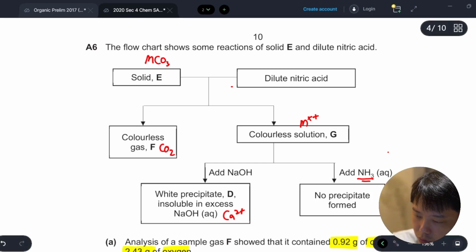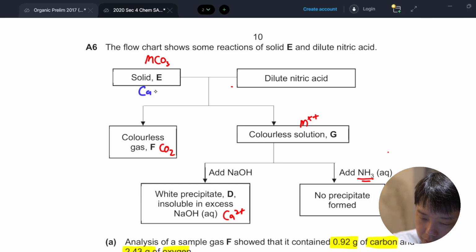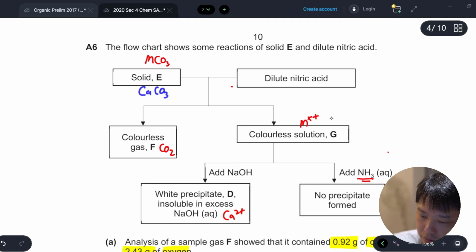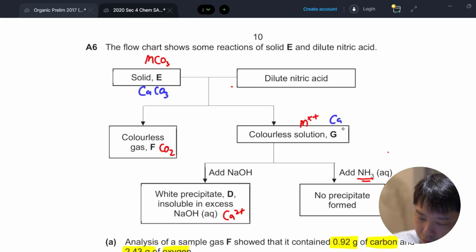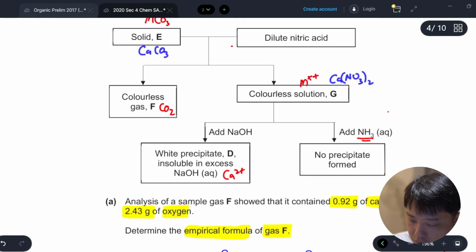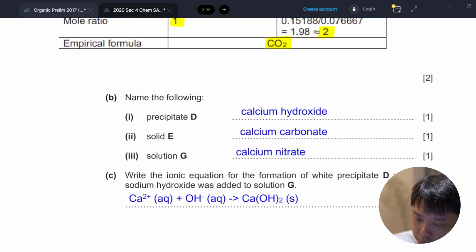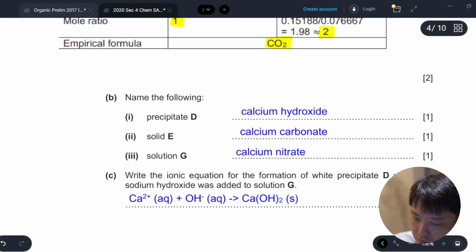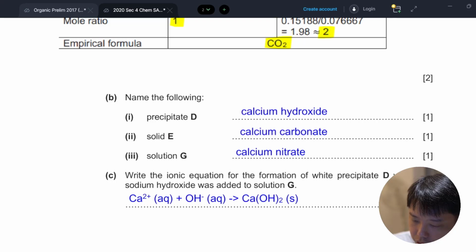So we can therefore conclude that at the start, solid E is calcium carbonate. After reaction, you will get calcium 2 plus from the solid, and then you get your nitrate from your nitric acid. So that is what we got so far. We're just going to name those precipitate, solid, and solution. Calcium nitrate we have identified, calcium carbonate we have identified.